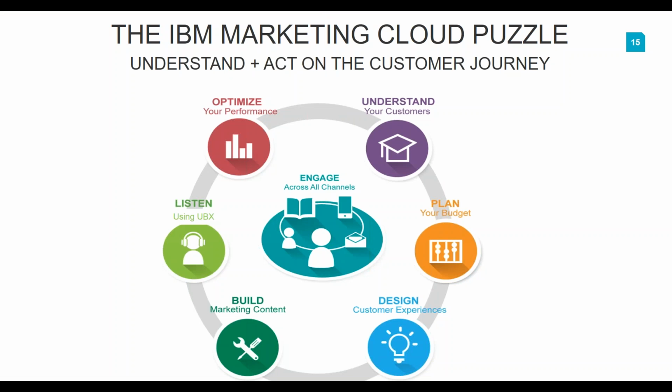So here's what we like to call the IBM Marketing Cloud puzzle. The point of this is to understand and act on the customer journey. And you can start at any point around this circle. You can start by understanding your customers, or planning your budget, or designing and building your marketing content, or listening to your customers' behaviors. And I wouldn't say you'd probably start with optimizing your performance, but that's part of the whole cycle. And you're trying to do this while engaging across all of your marketing channels. But you can start anywhere.